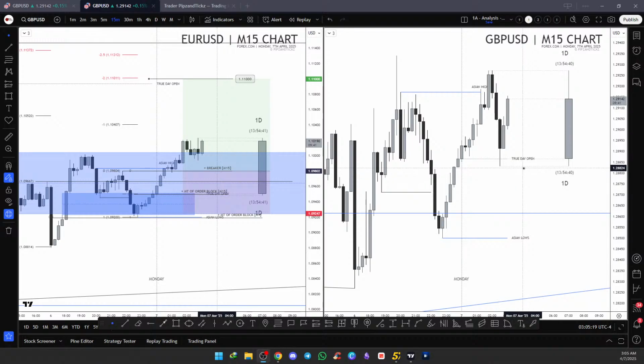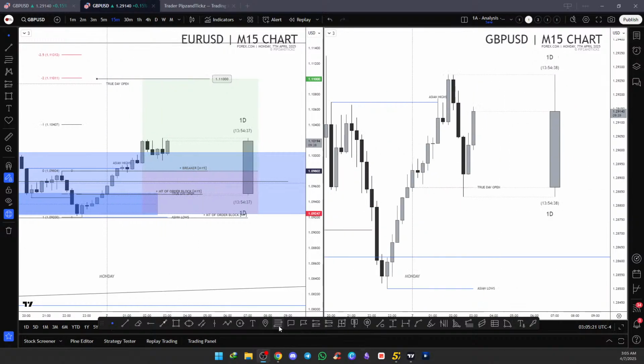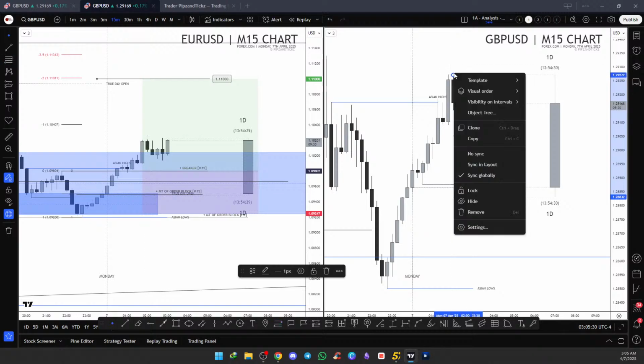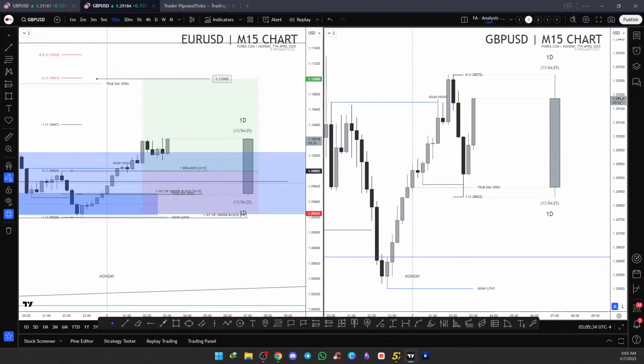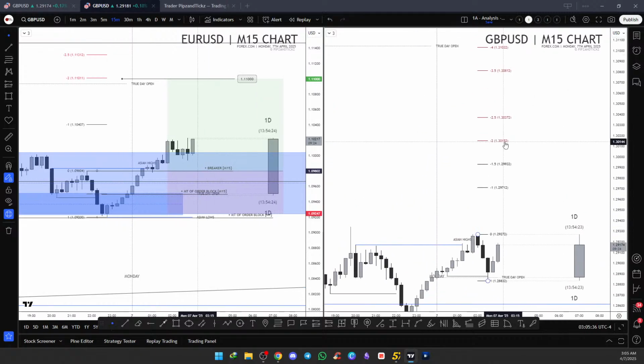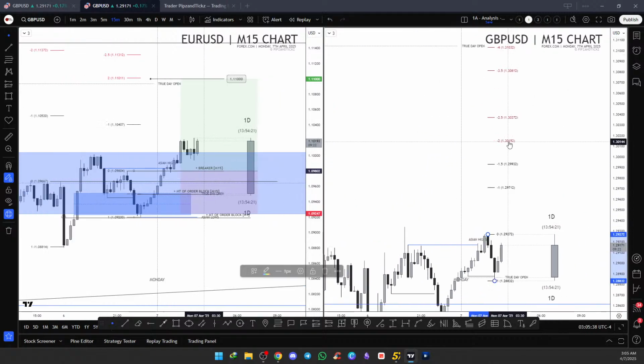I think in GU we'll get a new manipulation. See, what has happened here is price has raided this liquidity, and if it closes above this point right here, we may look for longs from this breaker, targeting 1.30152, this level.